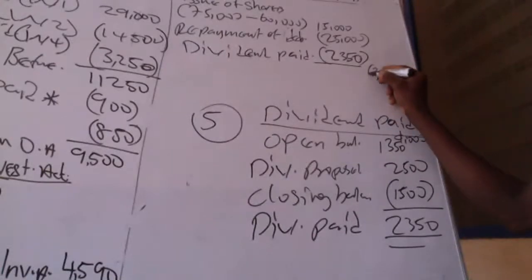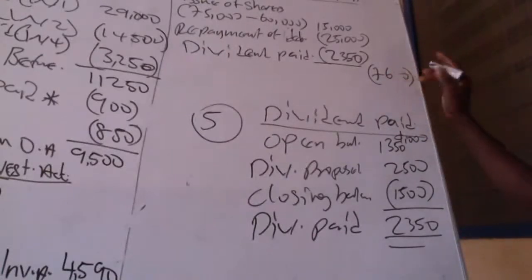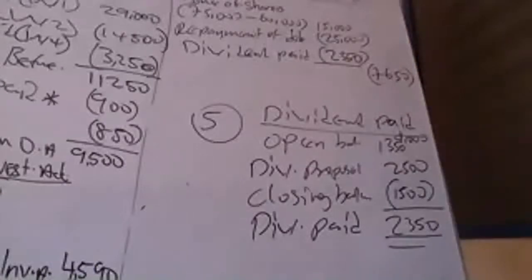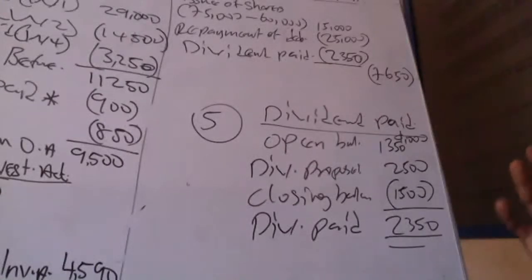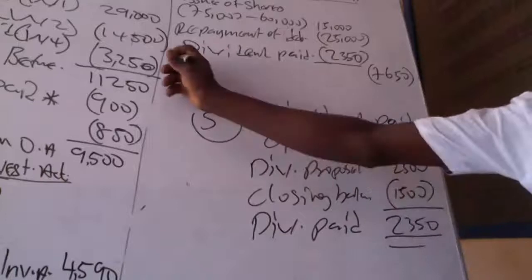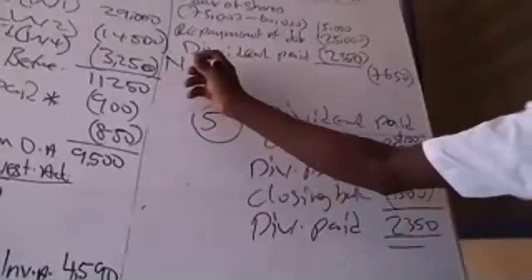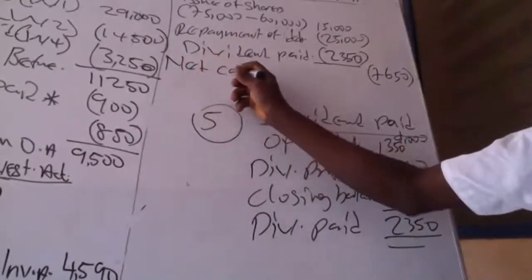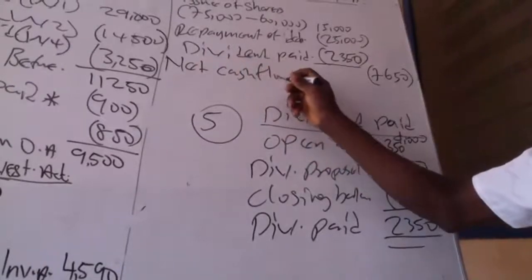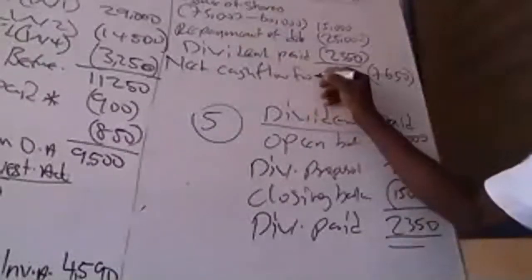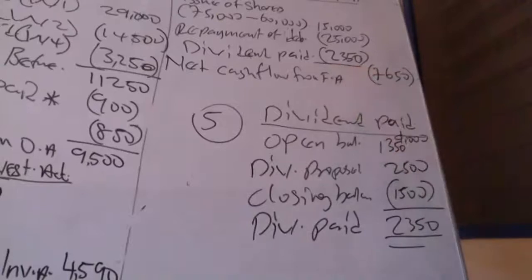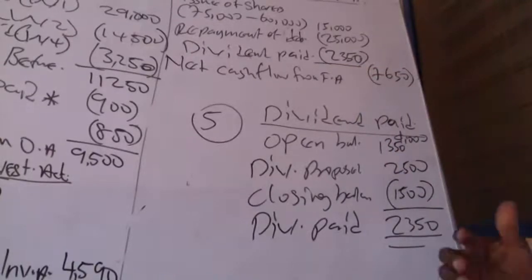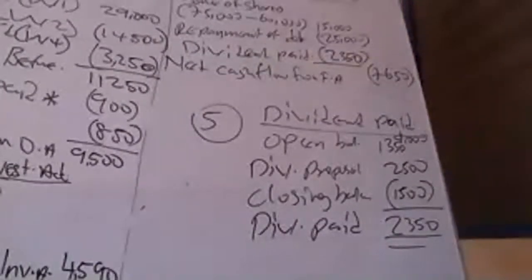Then you name it. It's in brackets. That's the cash outflow. If you know that it's negative, you can call it outflow. But if you don't want trouble, let's call it net cash flow from financing activity. Good. So that is it.